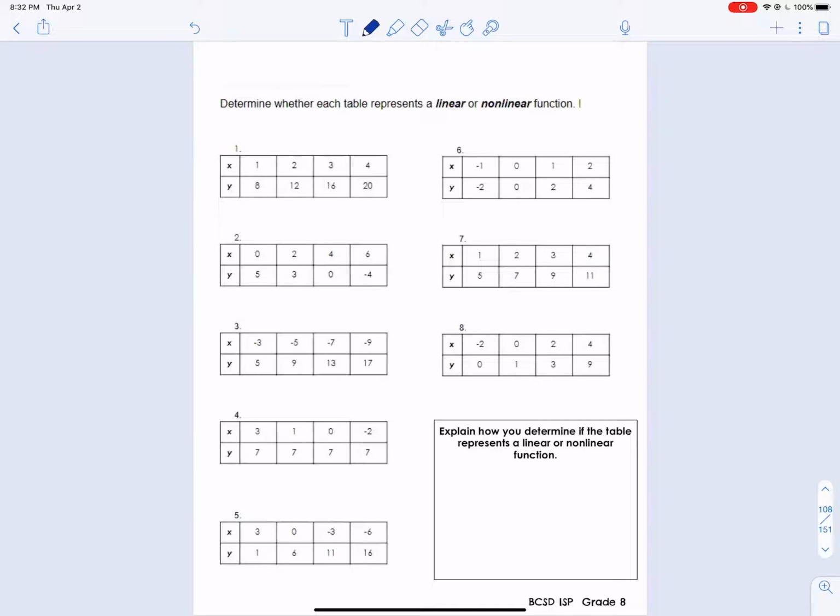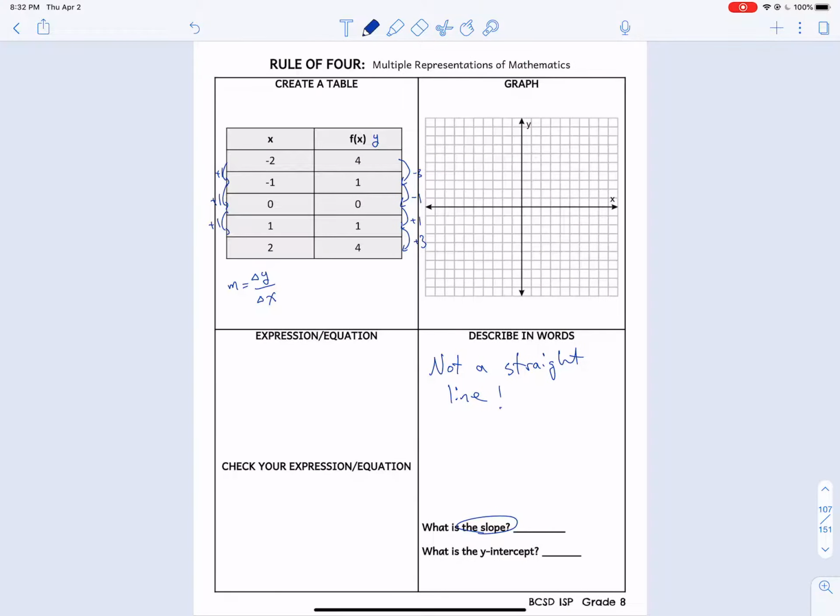Here we have to determine if these are linear or nonlinear. In 8th grade, we only deal with linear. That's why we skipped this page, because this is nonlinear. We could still graph it. So if you want to just prove to yourself what it looks like, let's just graph this. So 0, 0 is here. -1, +1, -2, +4. Same on the other side. So you can see it kind of looks like a U. Okay, so this graph will be something like that.